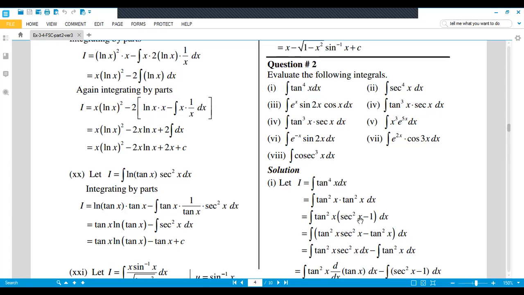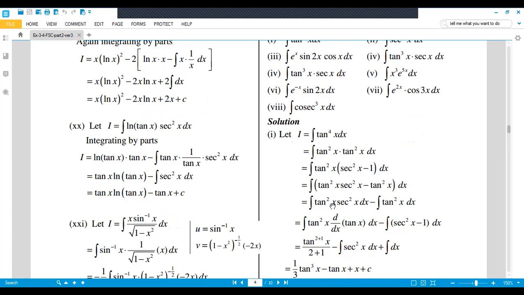This tan^2 x multiplies with the bracket, so we multiply with each term of the bracket, with sec^2 x and also with 1. When it multiplies with sec^2 x, you know the rule 1 we studied in the previous exercise: if the derivative of a trigonometric function or any function is present in the form of a product, then its integral is found by adding 1 to the power and dividing by the same power. So we use rule 1 here.